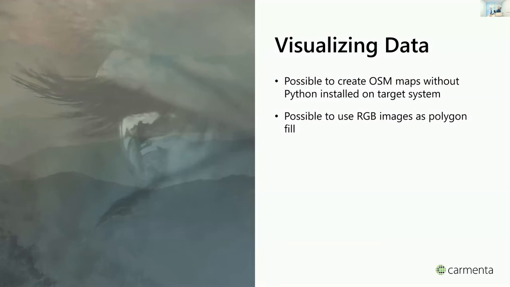Another thing that we did was to add the possibility to visualize OpenStreetMap data without having Python installed on the target system. Previously, we needed Python on the target system to use the OpenStreetMap data that Carmenta Map Builder generated, but that has been removed now. Another thing we did was to add the possibility to use RGB images as polygon fills. In previous versions of Carmenta Map Builder, you could only use black and white images as polygon fills.